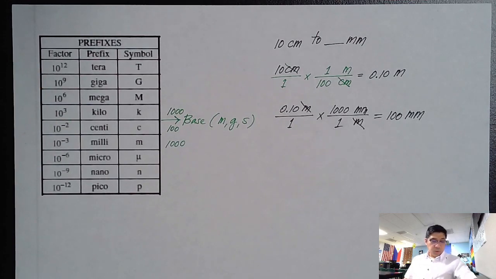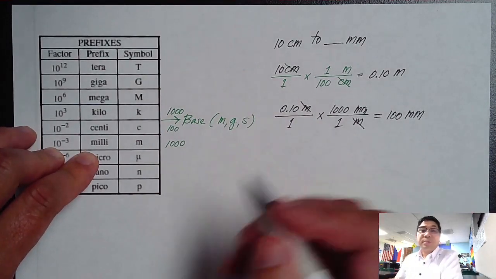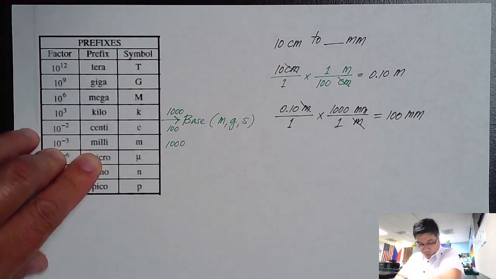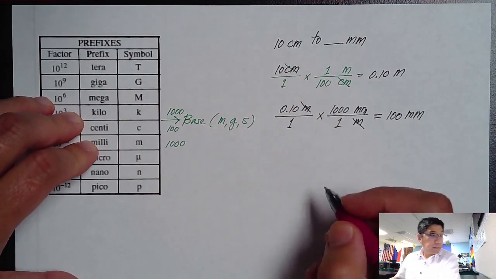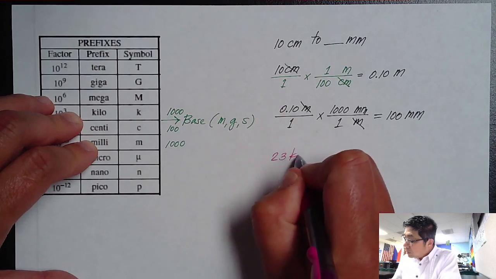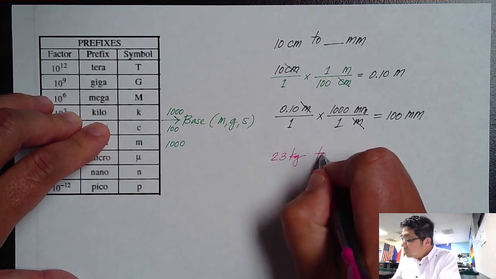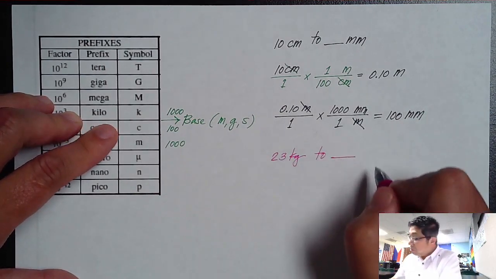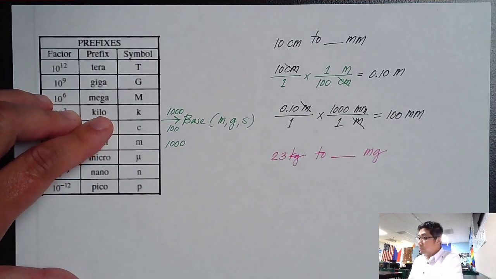Now, why don't we continue? This time, let's use kilograms. Let's use a different color so we can differentiate those two problems. So let's say I have 23 kilograms, and I want to convert this into milligrams. Kilograms to milligrams, from 1,000 to another 1,000.